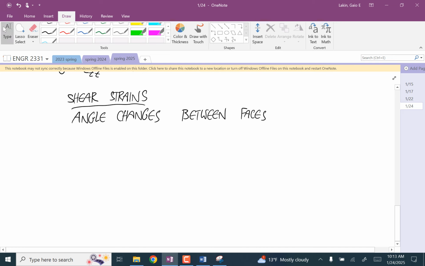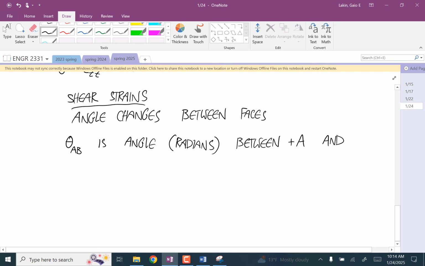Okay, so this is the notation I'm going to use. Theta AB, let's call that the angle in radians between the positive A and the positive B faces. And this has to be after the deformation.